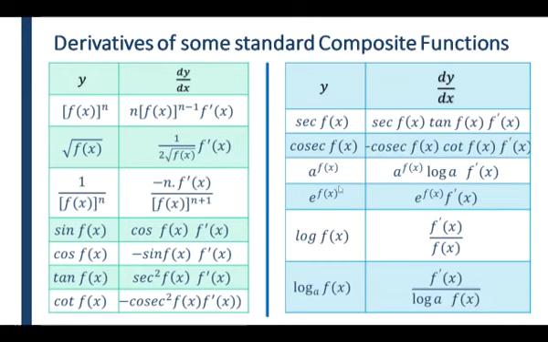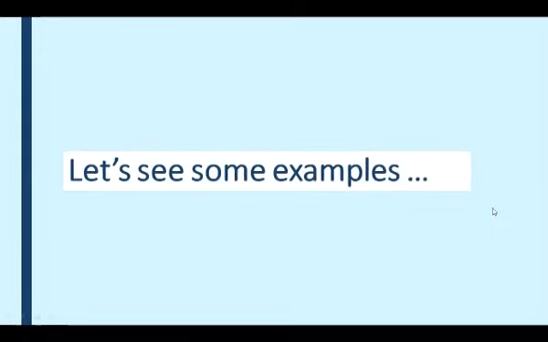e raised to f(x) will be e raised to f(x), and again the derivative of f(x). Log of f(x) will be 1 upon f(x), and again you have to take the derivative of f(x). And log of f(x) to the base a will be 1 upon f(x) log a, and again the derivative of f(x). So I think you must have written the formula. Now we'll see some examples.